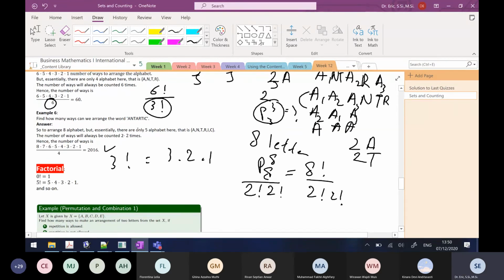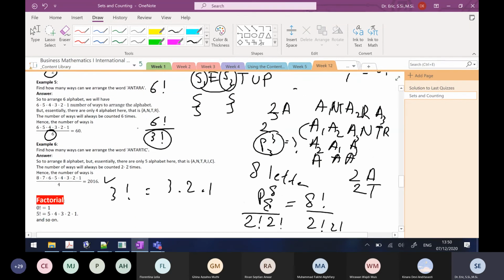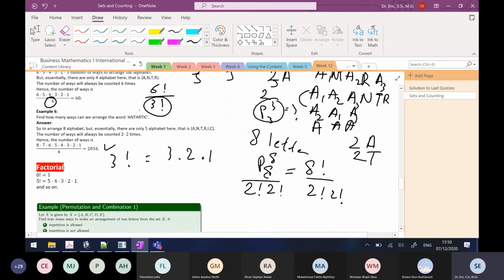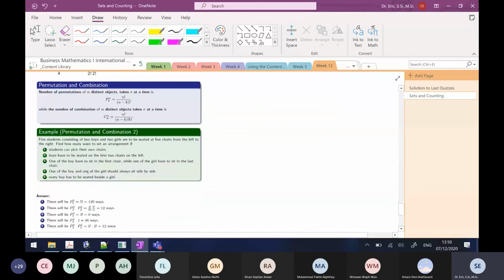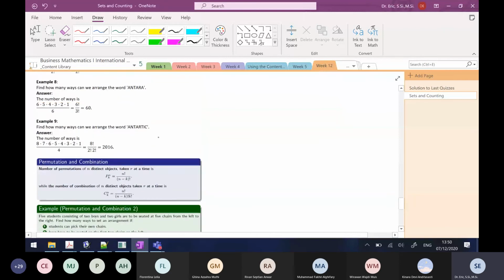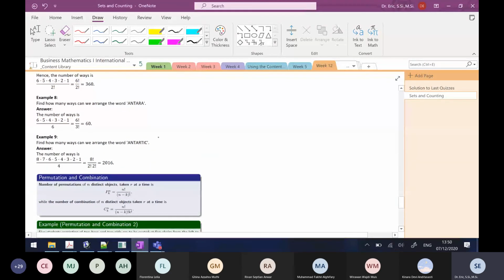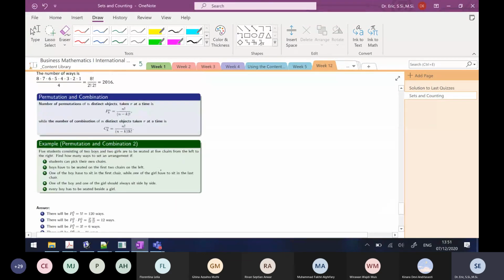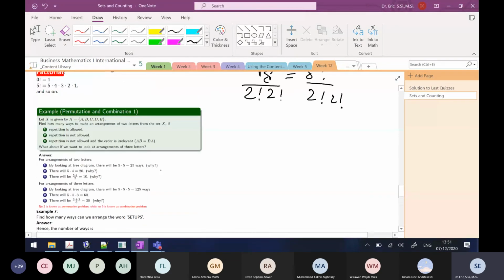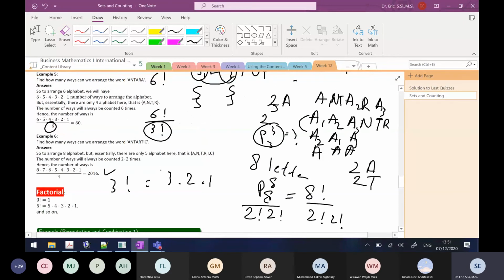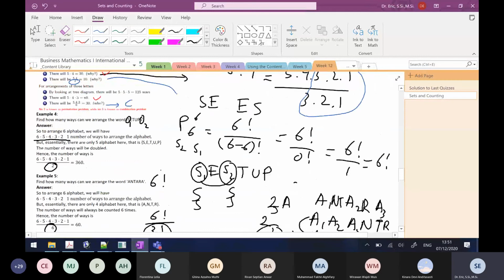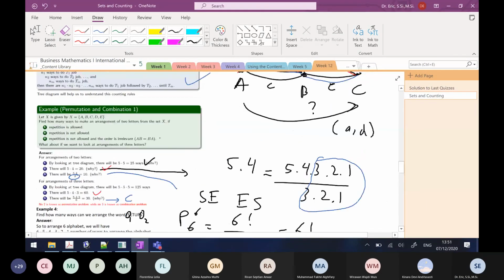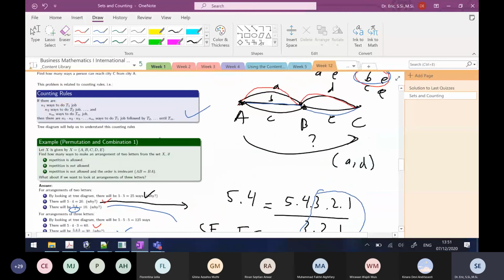Okay, I think this is all that I will give to you for today. This is just the introduction of permutation and combination, with very easy examples. In the coming weeks, on Monday, I will talk about permutation and combination again with much harder examples.